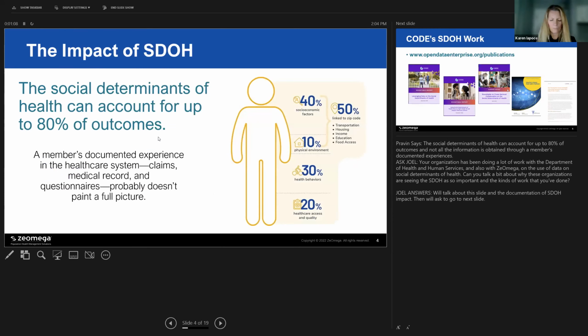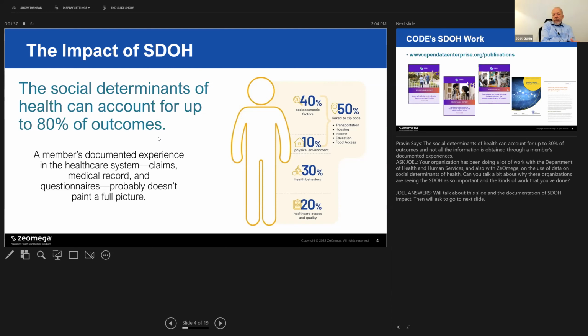So this slide basically says the social determinants of health can account for up to 80% of outcomes, and not all the information is obtained through a member's documented experience. So Joel, I know your organization has been doing a lot of work with the Department of Health and Human Services and also with ZeOmega on the use of data on social determinants of health. Can you talk a bit about why these organizations are seeing the SDOH as so important and the kinds of work that you have done?